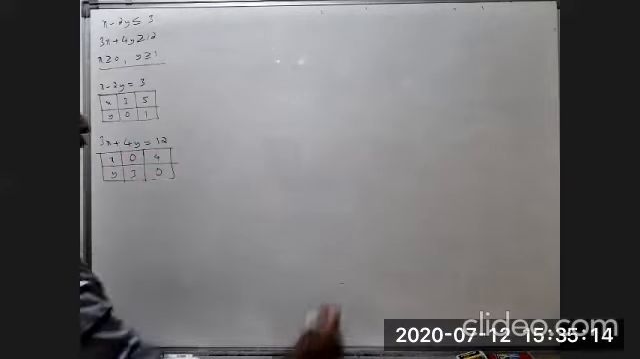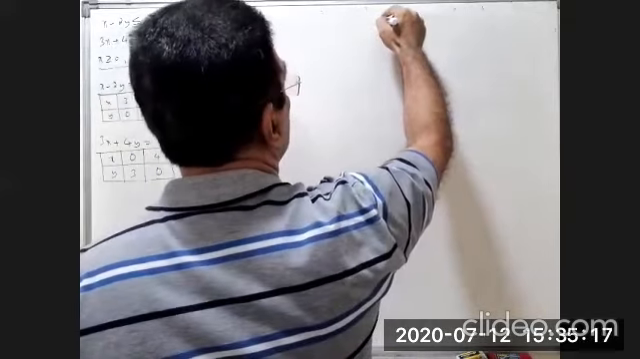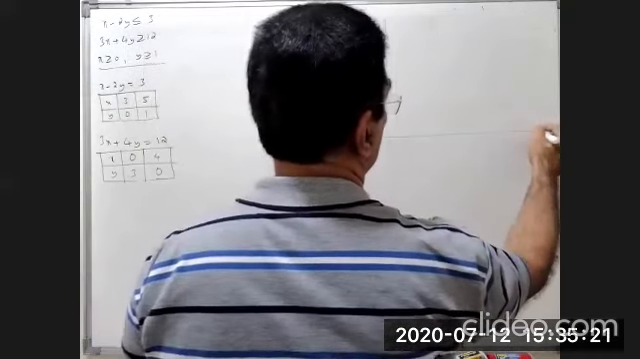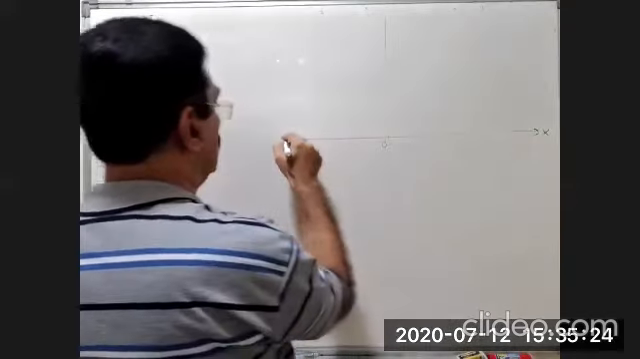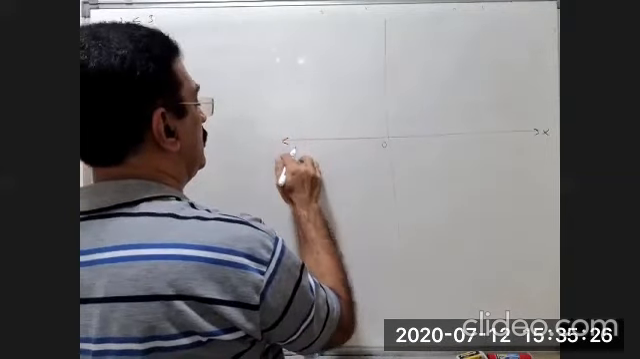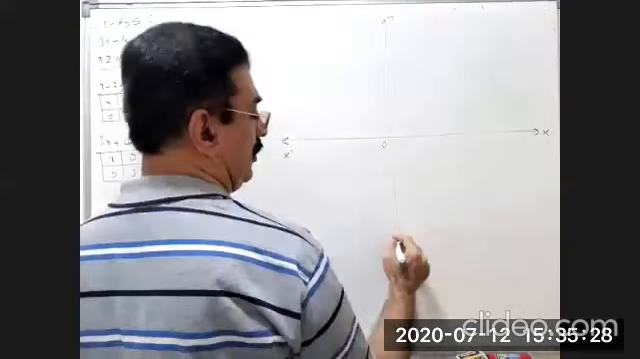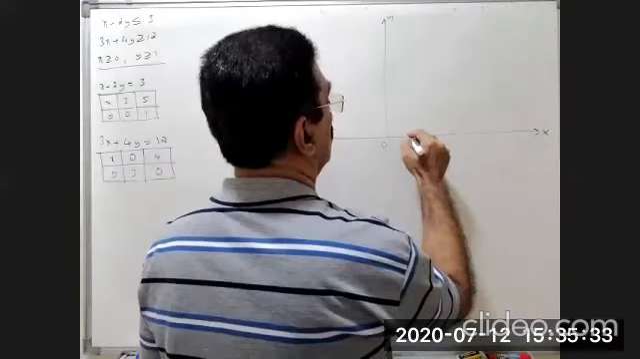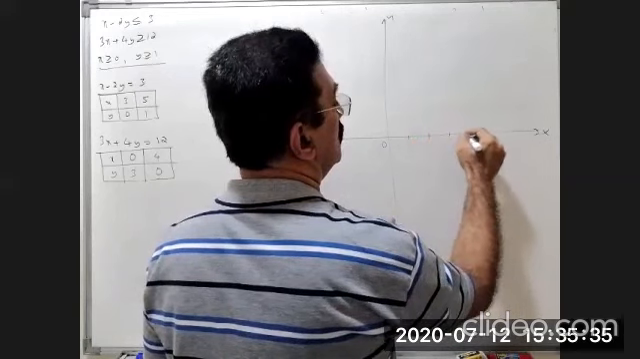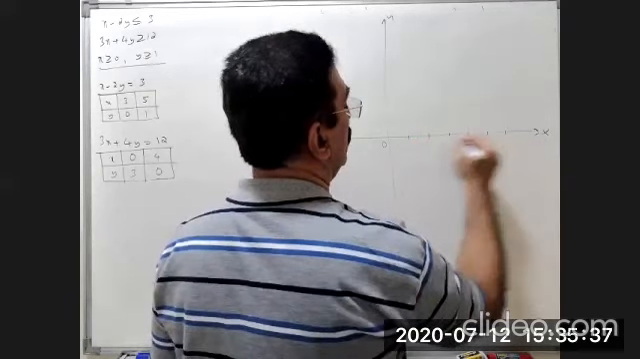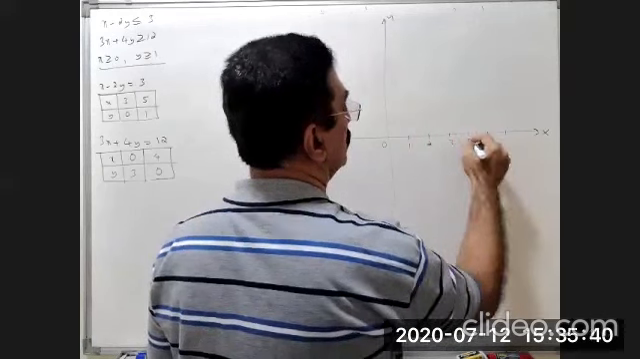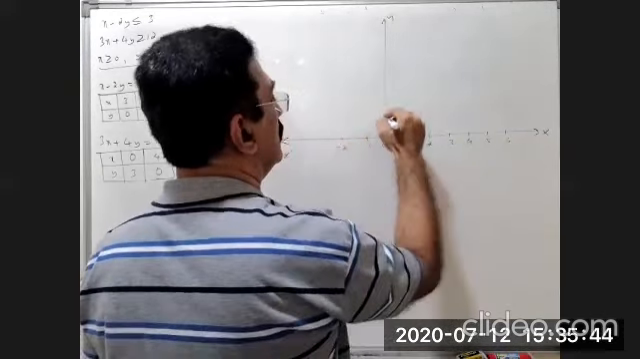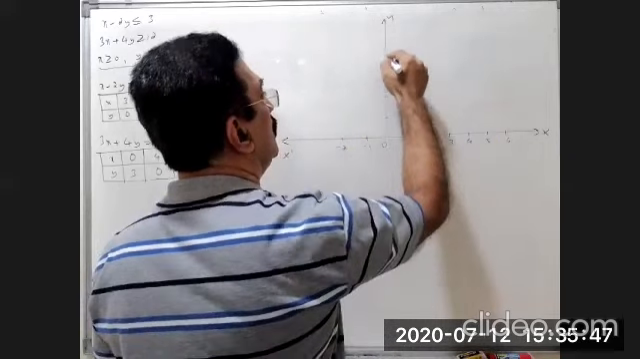Now we will draw it. x axis, y axis. 0, 1, 2, 3, 4, 5, 6. Minus 1, minus 2. 2, 3, 4, 5.